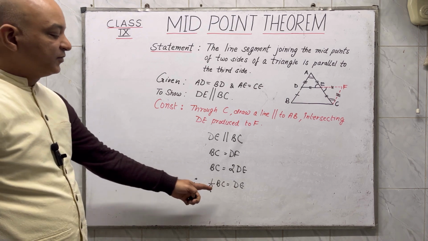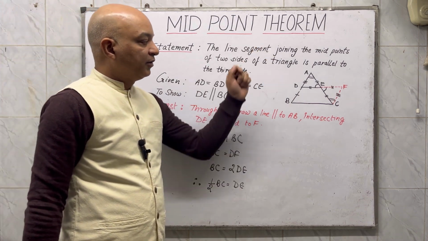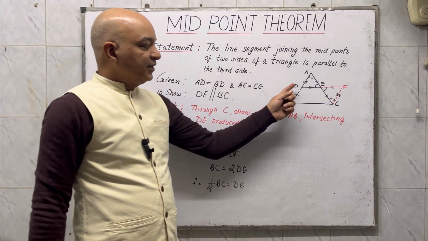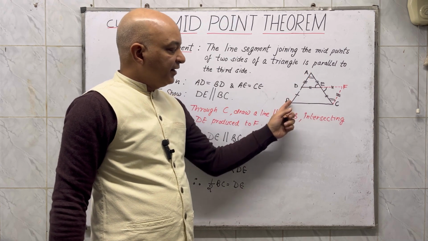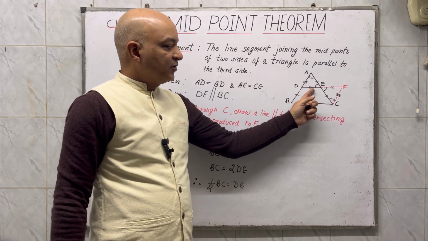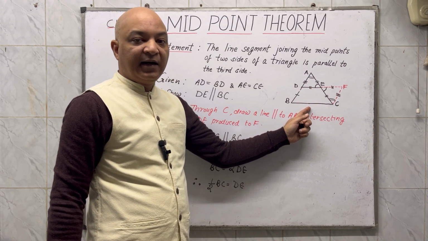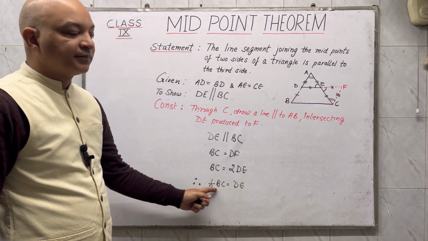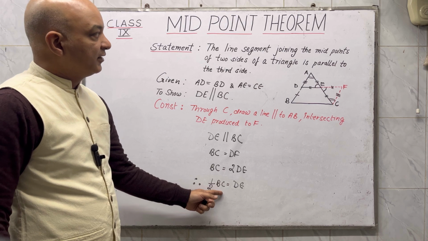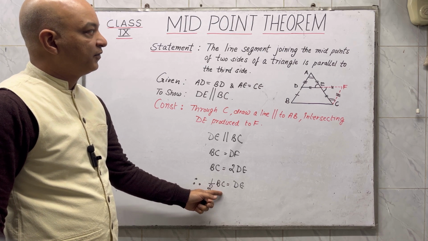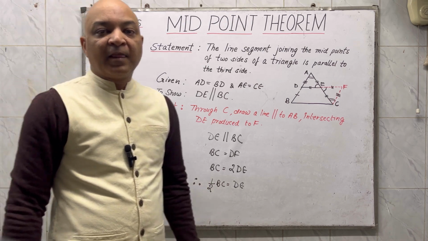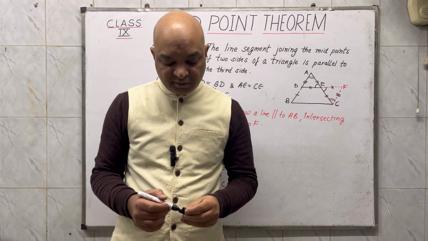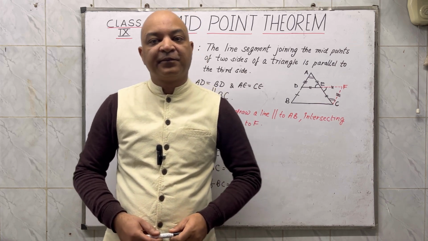So this is another aspect of the midpoint theorem, that the line joining the midpoints of any two sides is not only parallel to the third side but is also equal to half of it. So that is all for the proof of this theorem. Hope you have understood the theorem very well.